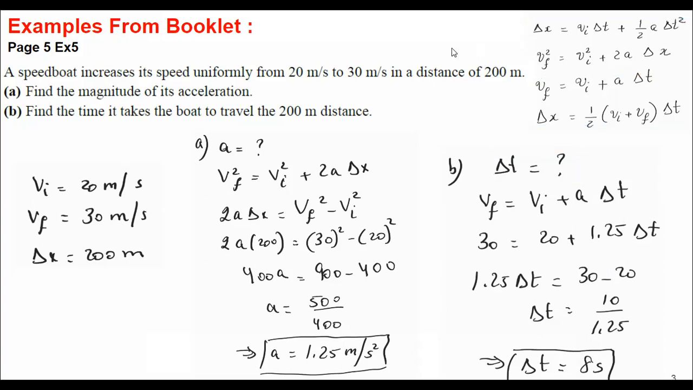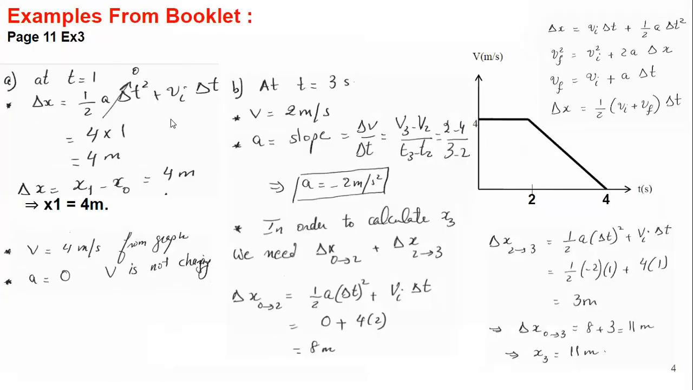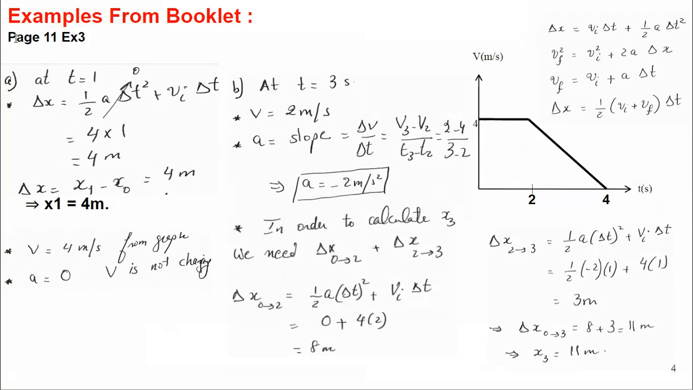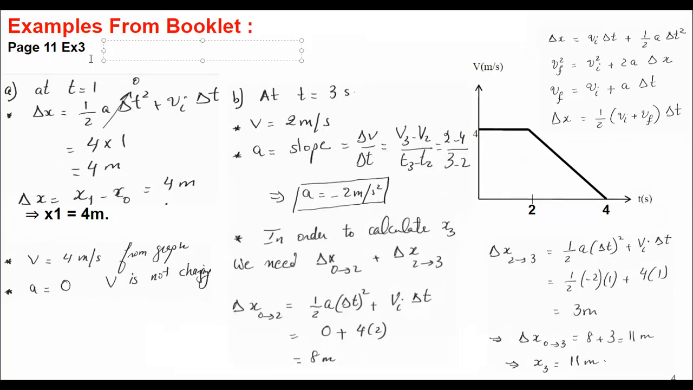So let's move on. Okay. Page 11, exercise number 3. Okay, this is not page 11, exercise number 3. This is actually page 5, exercise number 2. So let me correct it. So this is page 5, exercise number 2. Forget about what I put here.